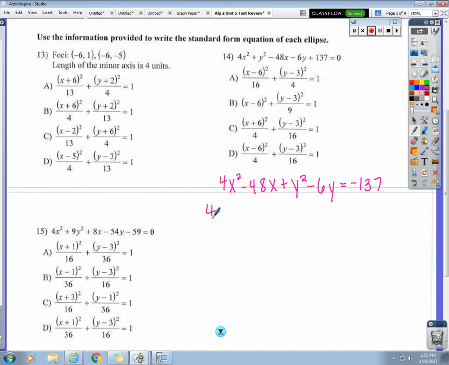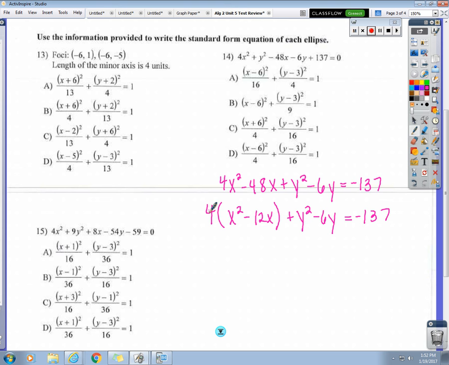Factor out. We got to factor out that 4. So when you factor out a 4 out of 4x squared minus 48x, what's left in here? Minus 12x. Because remember, 48 divided by 4 is 12. Now over here, with the y squared, it's a 1y squared. So there's nothing to factor out. You just write it.